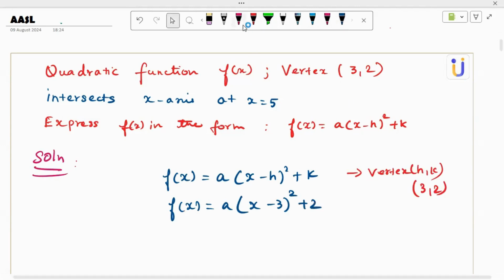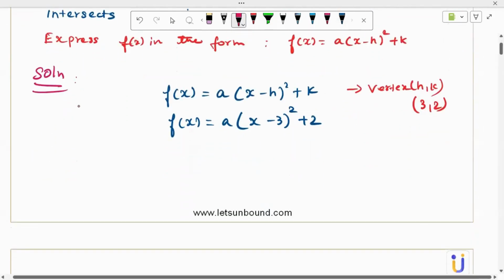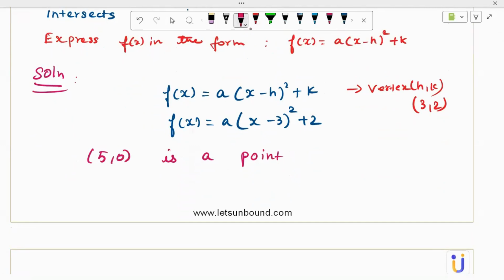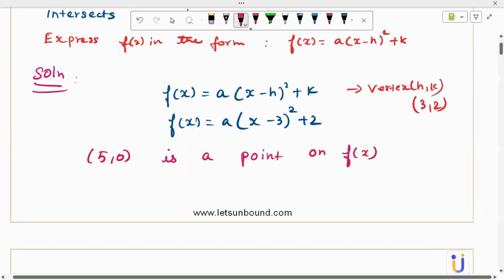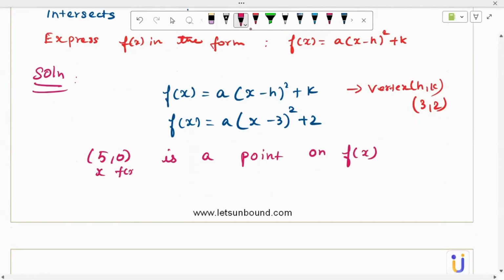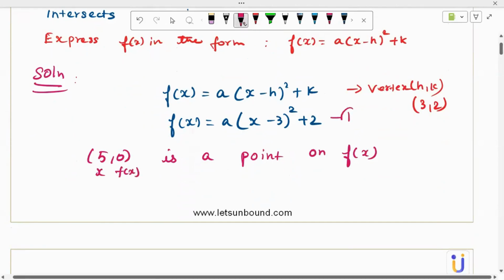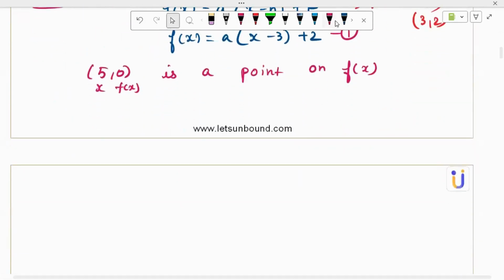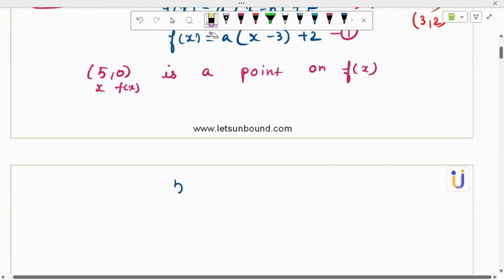Now to find a, let's take the next clue. It intersects the x-axis at 5. So the graph intersecting the x-axis at 5 means (5, 0) is a point on f of x, which means I can substitute that point. This is x, this is f of x. It can be substituted in this, and this will fetch us what a is, and that's it, the problem is over here. So f of x is 0 and x is 5.